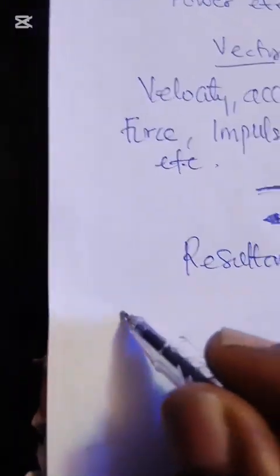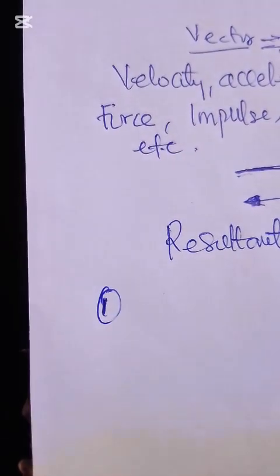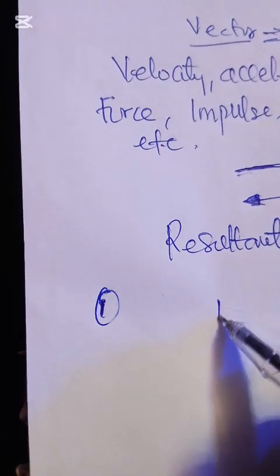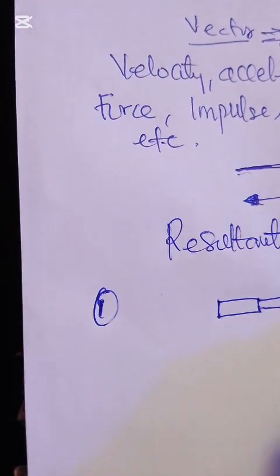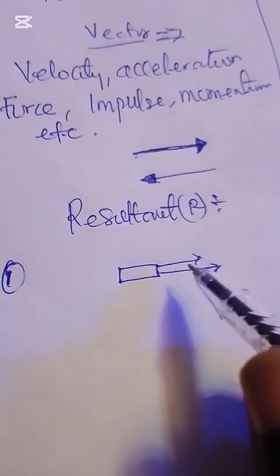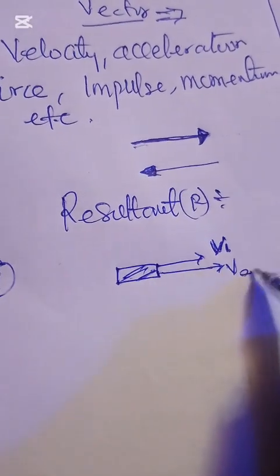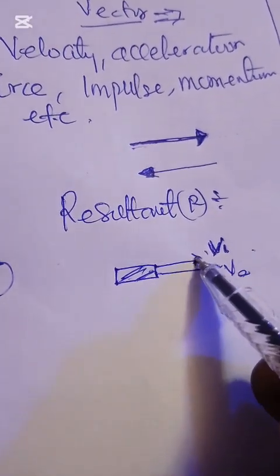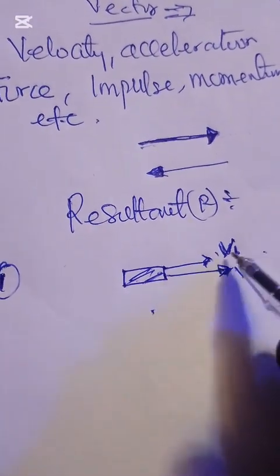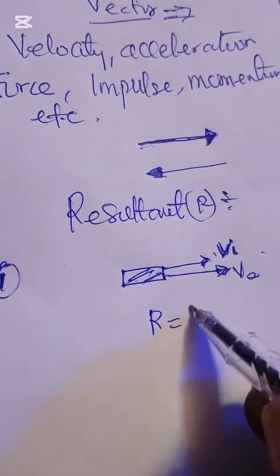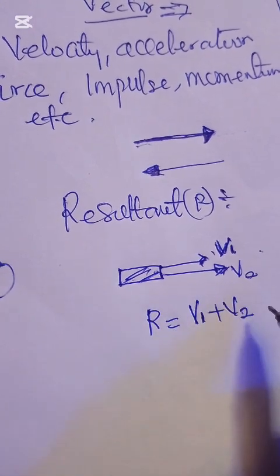The first thing you should know when you find the resultant of vectors is case 1. When two vectors are moving in the same direction, to get the resultant, you just sum them up. That is, you add the vectors whenever they are moving in the same direction. In this case, let's say this is vector v1 and this is vector v2. Vector v1 and vector v2 are moving in the same direction. So whenever two vectors are moving in the same direction, you simply add the vectors to get the resultant. So the resultant here will be v1 plus v2.